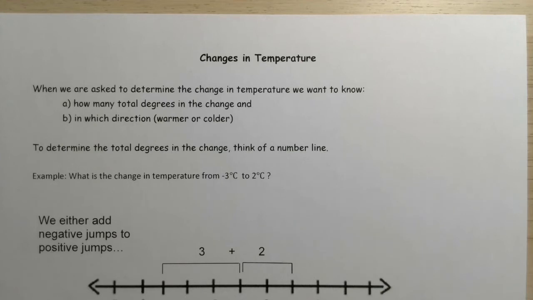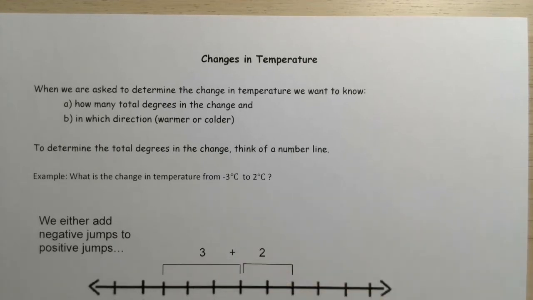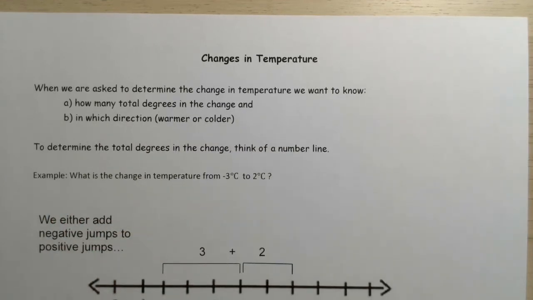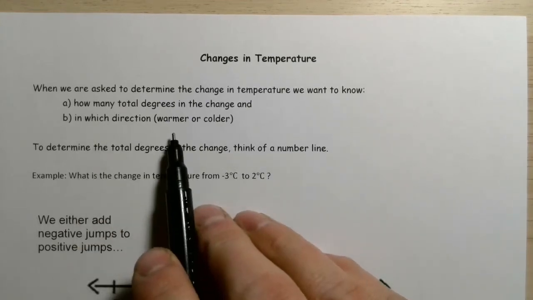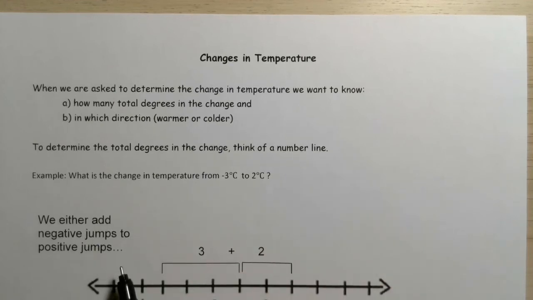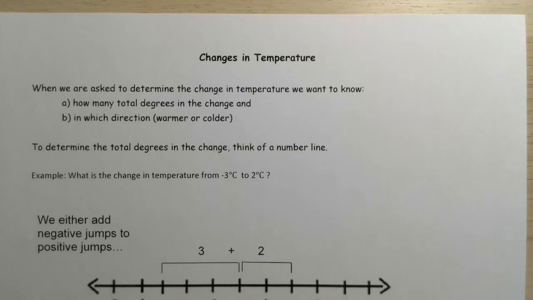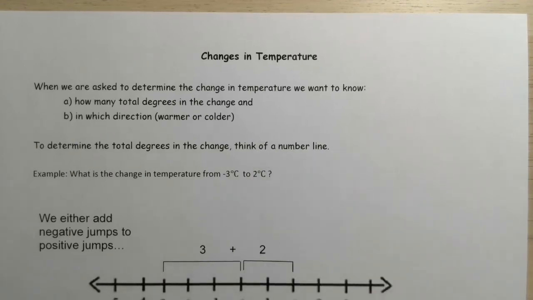All right. One other thing you're going to be asked about in terms of temperature will be changes in temperature. So sometimes you're asked to determine the change in the temperature, which means you want to know, first of all, how many degrees did it change by, and in what direction? Like, did it get warmer or did it get colder here? So to determine the total degrees in the change, the best way to do this is just think about it as a number line. Because the numbers work out the same, whether you're talking about them in terms of degrees Celsius, degrees Fahrenheit, or just looking at the numbers on a number line.